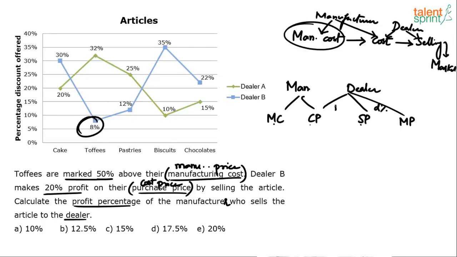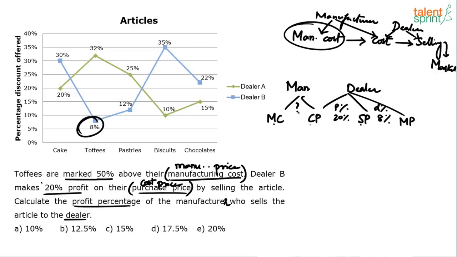Between cost price and selling price there is a profit, right? We actually have to find out what this profit is. This is the question: find out the profit percentage of the manufacturer. This profit is known to us. See, the dealer made a profit of 20%. The discount that the dealer gave is 8%. This is also known to us.